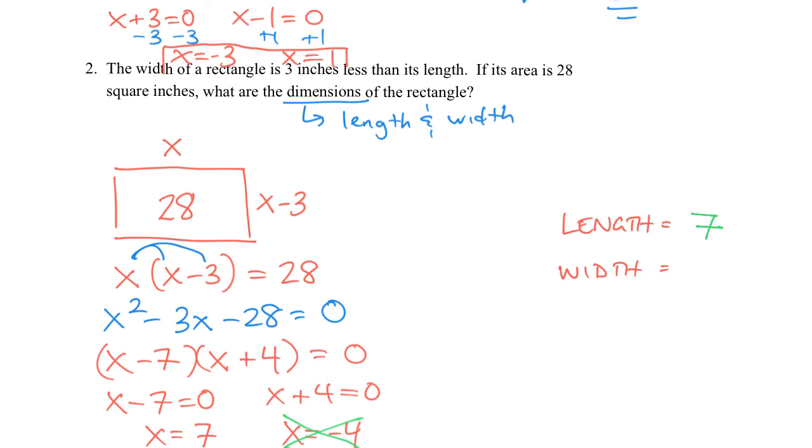Our width is 3 less than our length, so that must mean our width is 4. And you can do a quick check in your mind. If I gave you a rectangle whose length was 7 and whose width was 4, you would definitely tell me that it has an area of 28. So it looks like we did this one correctly.